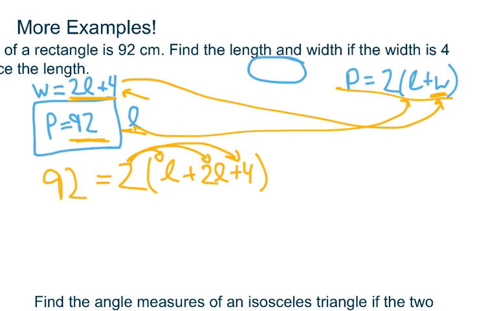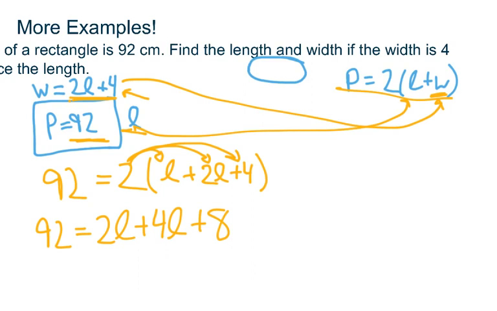Or I guess if we wanted to, we could also divide by 2, but I've already kind of committed to distributing, so I'm going to do that. 92 is equal to 2L plus 4L plus 8. So I'm going to continue my work off here to the right. Actually, let me lower this, give myself some more space.